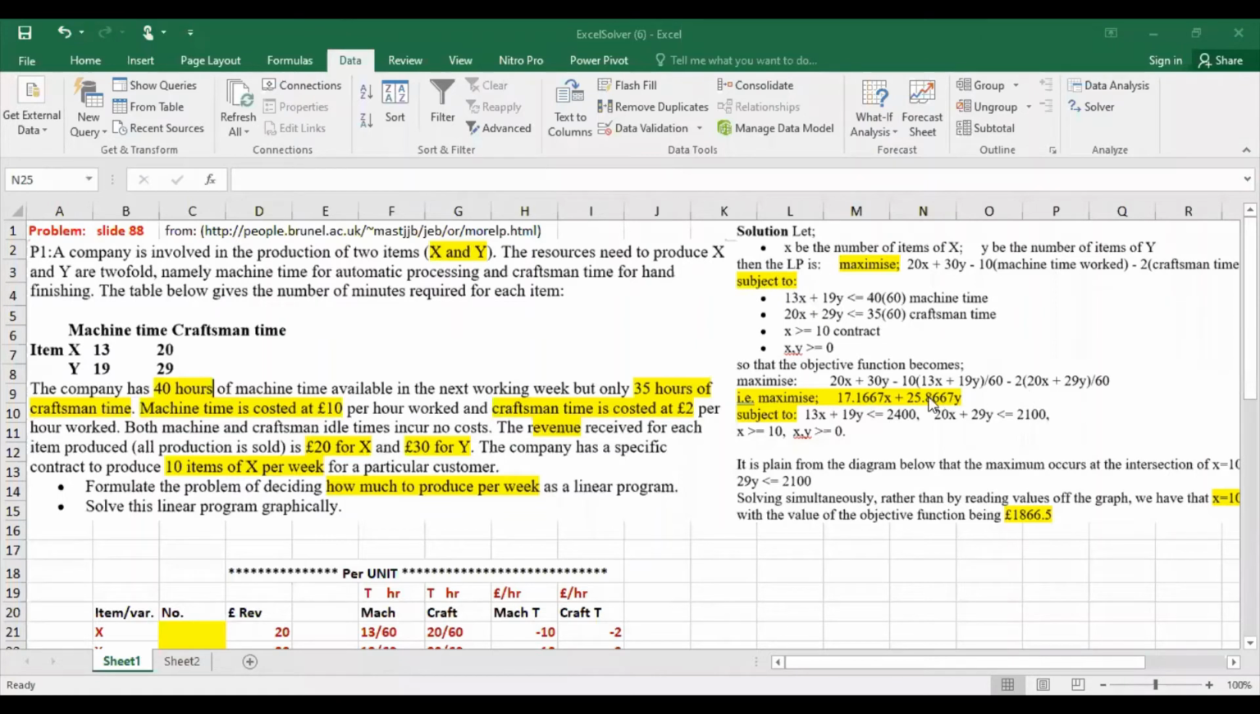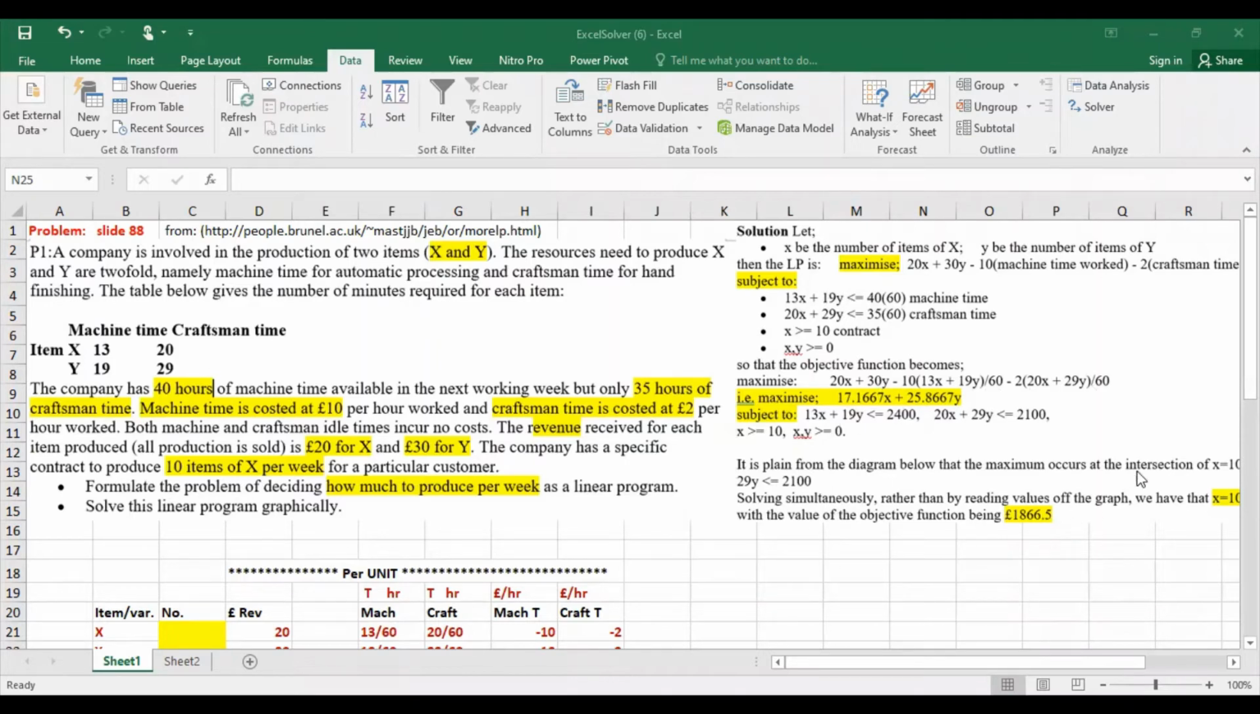Then you have to simplify this equation. When you simplify this equation, you will get this equation. Obviously, you have to apply linear equations here. You have to multiply 10 into 13, 10 into 19 divided by 60, and solve it out, and you will get this equation. This is the maximizing equation, known as the objective function, and subject to these are the constraints.